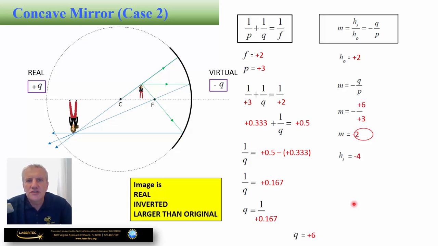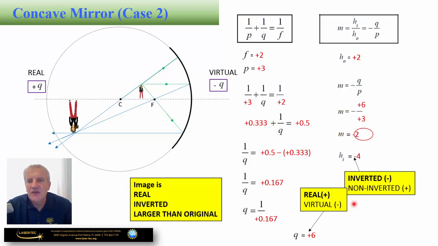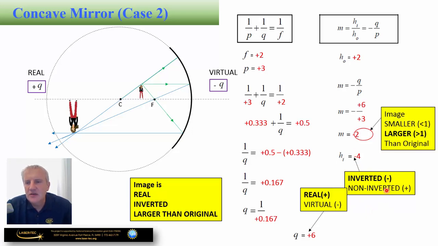We can draw a few conclusions here. The first conclusion is that the mirror image is real. Why? Because q is positive. We said that a positive q translates into a real image. And then from the magnification, we can see that the magnification is negative, which means that the mirror image is inverted. And then finally, the fact that the magnification has a magnitude larger than 1 means that the image is larger than the original. Since the magnification is equal to -2, it means that the mirror image is going to be twice as large as the original.